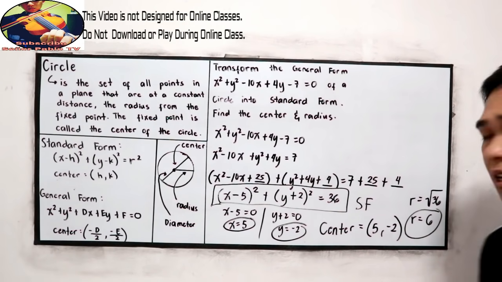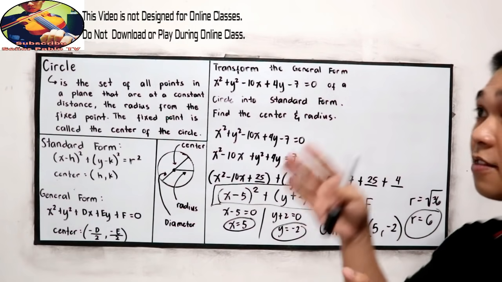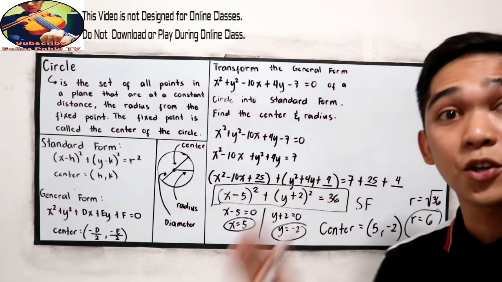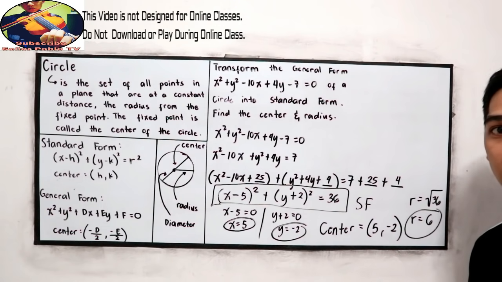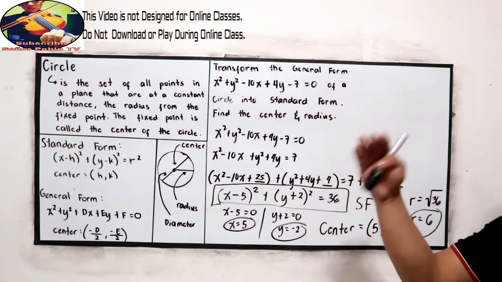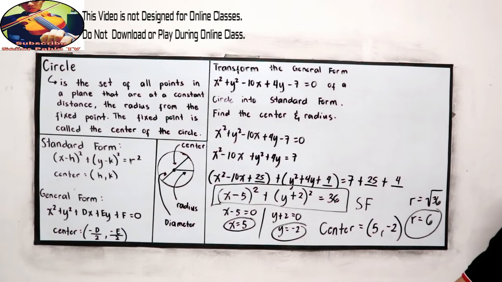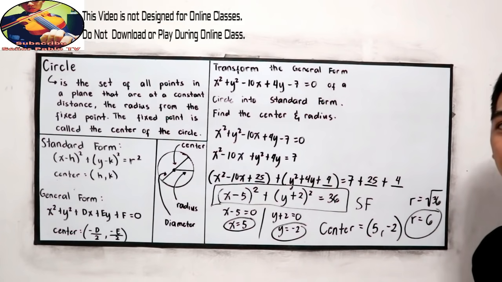So maybe you will say, sir, positive or negative 6, because 36 is a perfect square number. Since we are dealing with a distance or a measurement, we're just going to get the positive value. So the radius is positive 6. So that's how to transform general form into standard form.